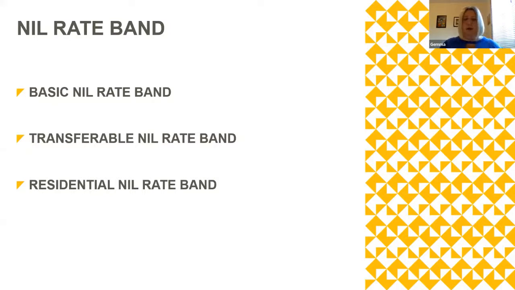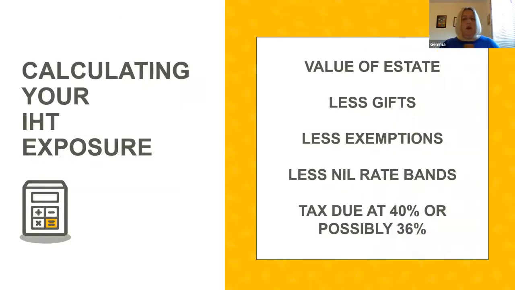And obviously your nil rate band, as we've already touched on, will be reduced by any gifts that you've made in the 7 years prior to death, so it may not be fully available. So hopefully, once we've gone over all of this, the value of your estate, less the gifts that you've made that aren't covered by exemption, less the actual exemptions, less the nil rate bands available to you, then you can have a go at calculating your inheritance tax exposure. The tax will be due at 40%, or possibly in some circumstances 36%, but we'll touch on that later.